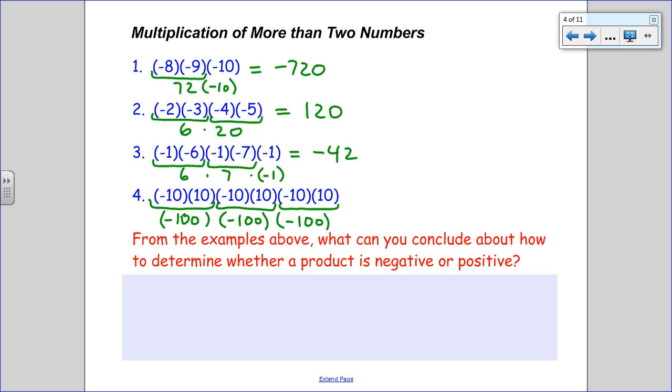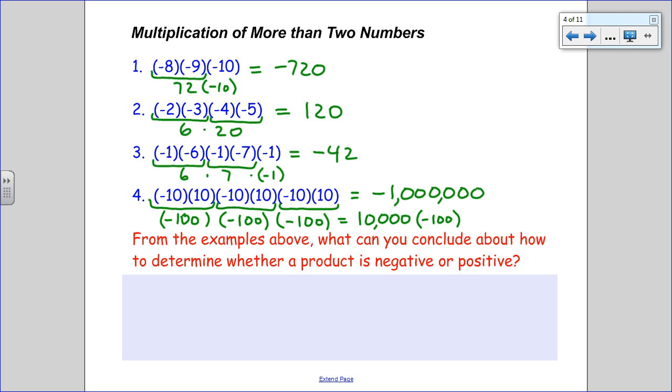Working our way across, the first two -100s multiply to give a positive answer, positive 10,000. Then when we multiply by the third -100, a positive times a negative is negative. So we end up with a final answer of -1 million.